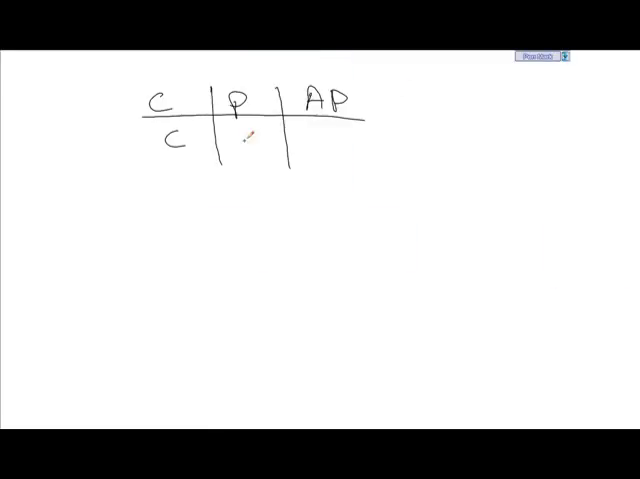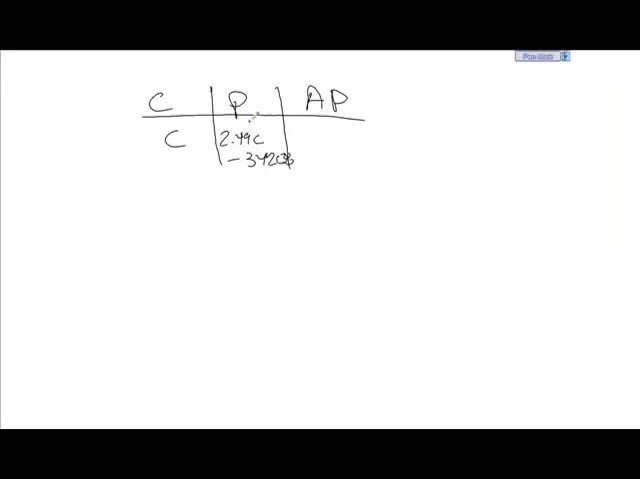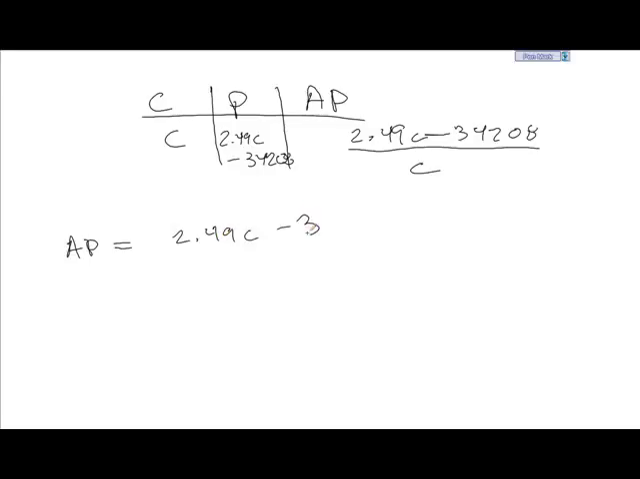Well, if you make C calls, then you make 249 times C minus 34,208 in profit. Now it looks like we're taking the profit and dividing it by the cost, so that's going to be 249C minus 34,208 divided by the number of calls I make, and there it is. Average profit is 249C minus 34,208 divided by the number of calls.